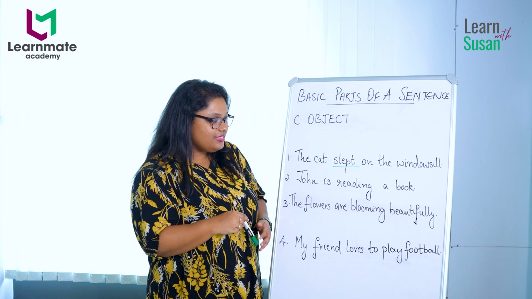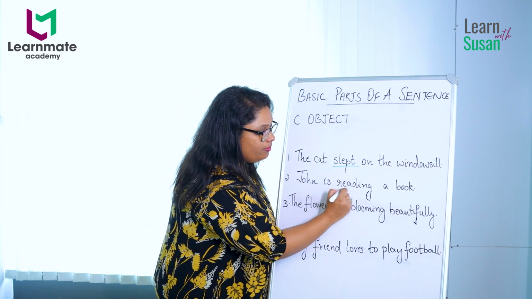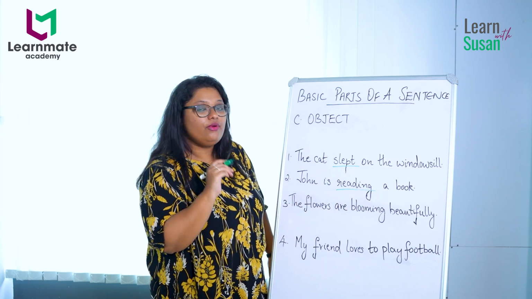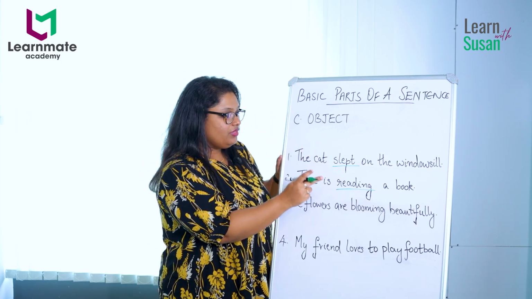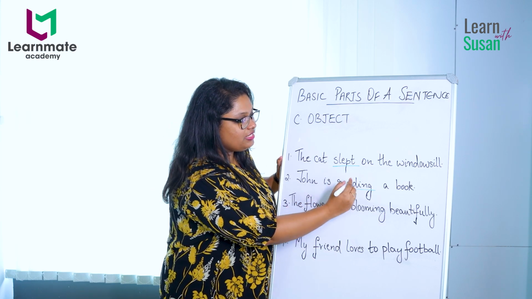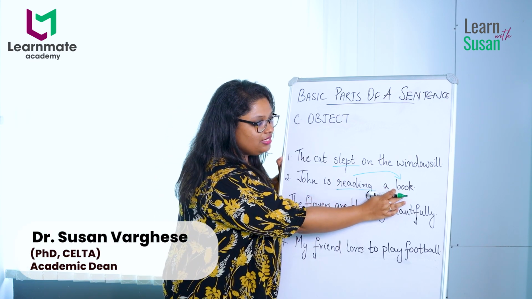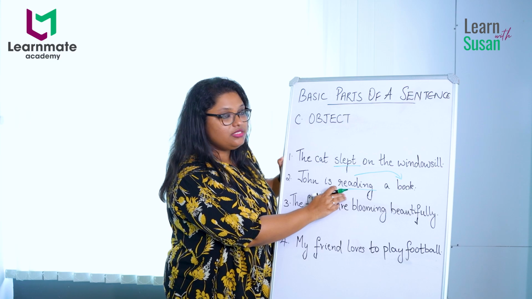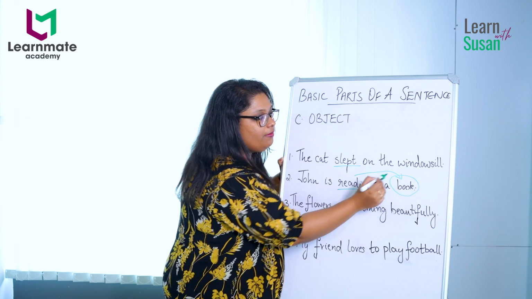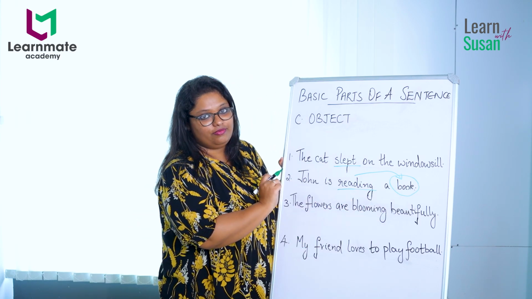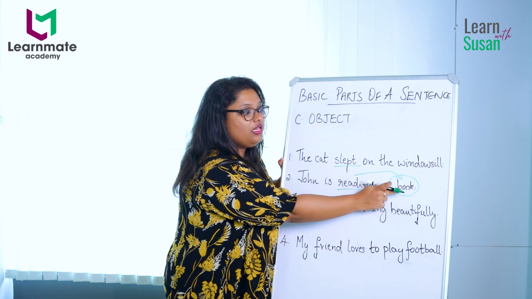Now going on to the second sentence, John is reading a book. My verb is reading, and can you identify what the object is here? According to the definition of an object, the verb reading has a direct effect on the noun, which is the book. Since this receives the direct effect of the action of reading, this word becomes the object in this sentence. So the answer to the question of what is the object in the sentence is the book.